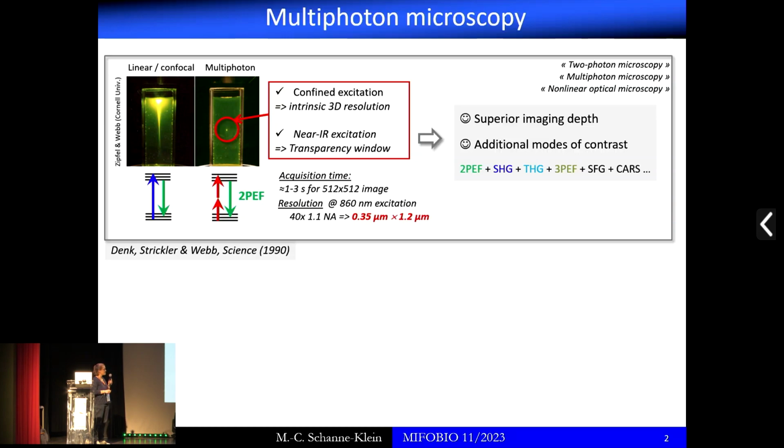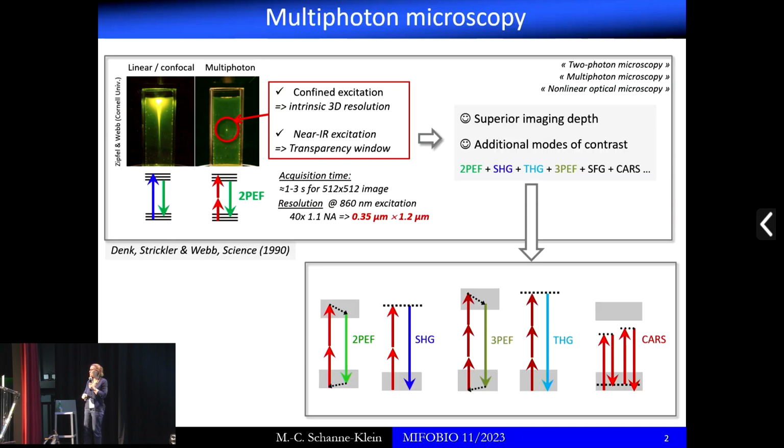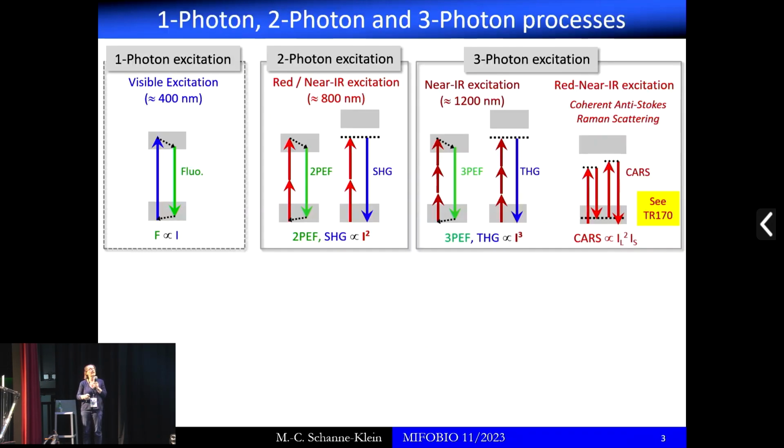So for these two reasons, we have a superior imaging depth, while we have typically the same acquisition time and the same resolution as confocal microscopy. The other advantage, a key advantage of multiphoton microscopy, is to have all these additional modes of contrast. You see all these different signals that come from nonlinear optics and that give other signals besides fluorescence. So let's look at these signals.